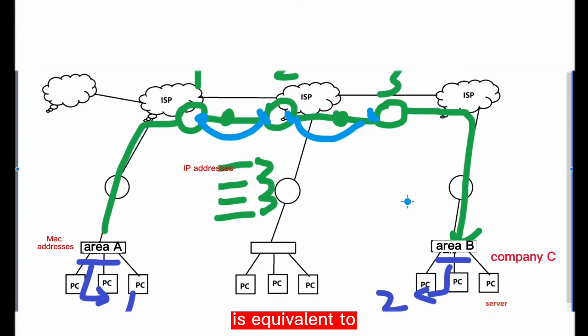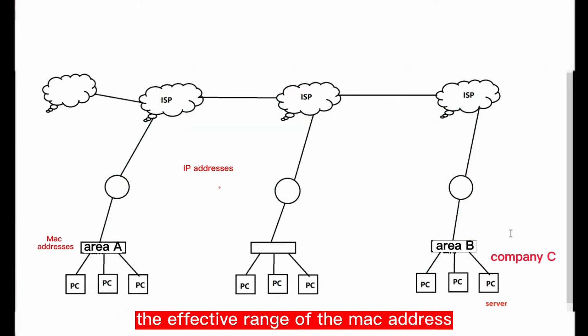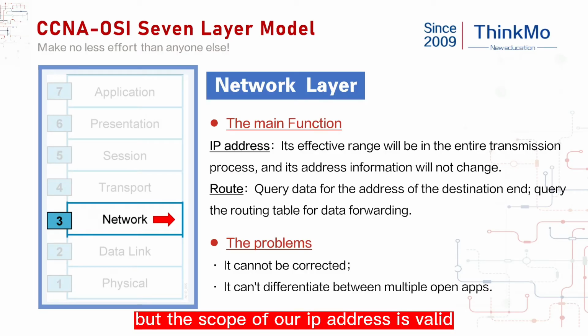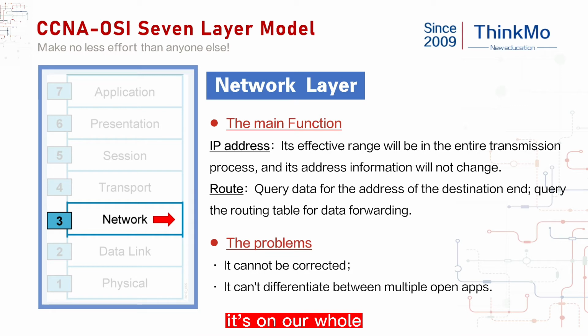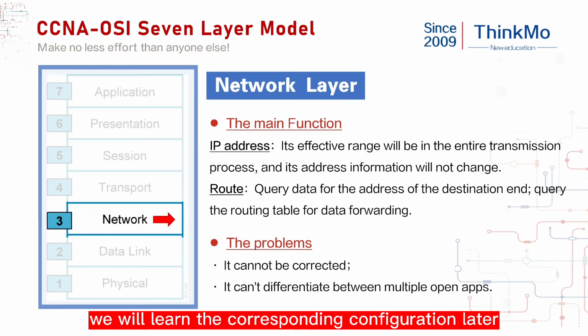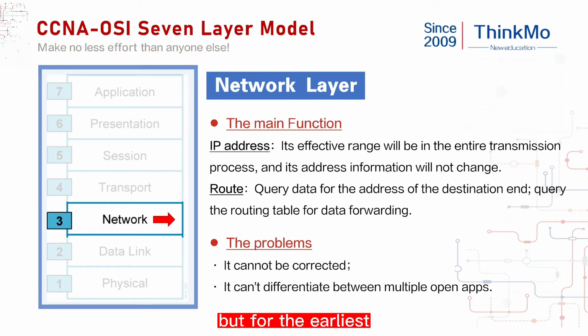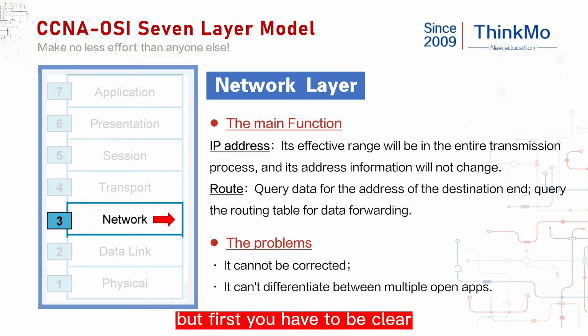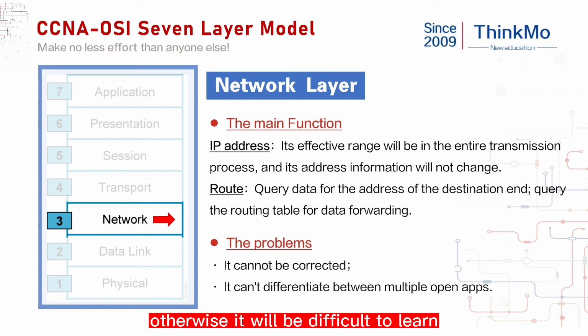It is equivalent to saying the effective range of the MAC address is relatively small, but the scope of our IP address is valid during the entire transfer. Its address information will not change. It is on our whole data transfer, because we will learn the corresponding configuration later. But for the earliest stage, even if people don't fully understand their scope, first you have to be clear. Can't distinguish IP from MAC. You need to know what they do. Otherwise it will be difficult to learn.